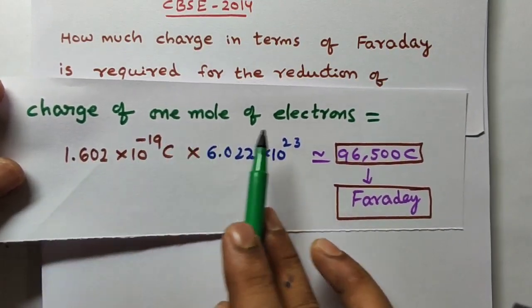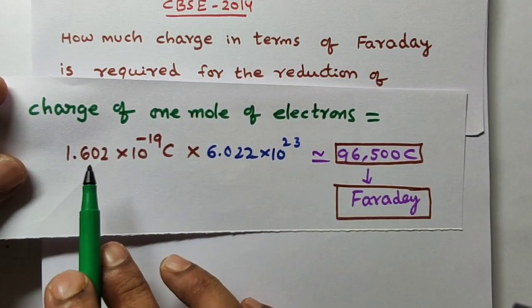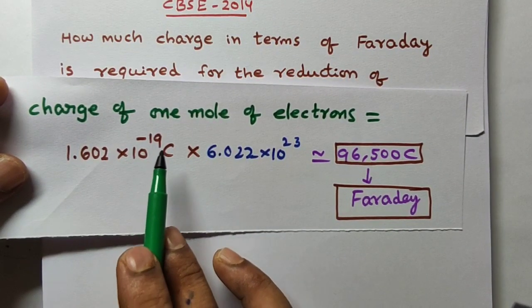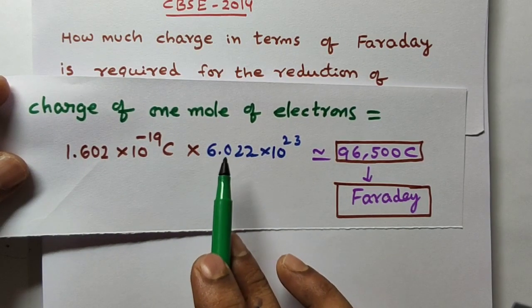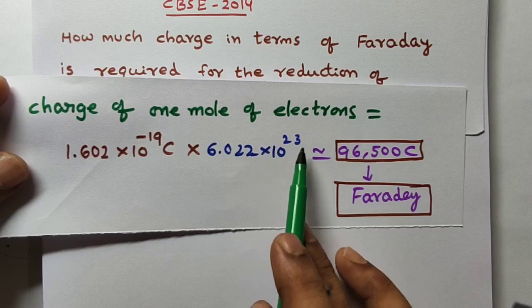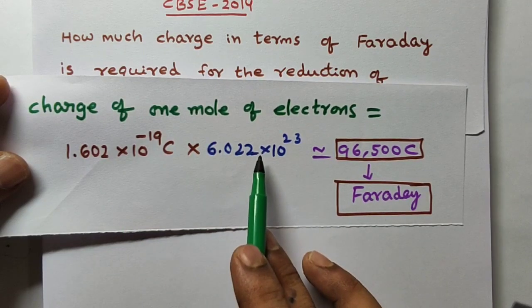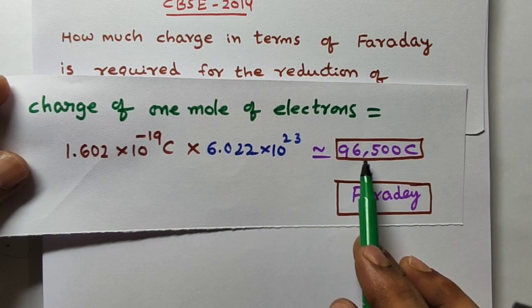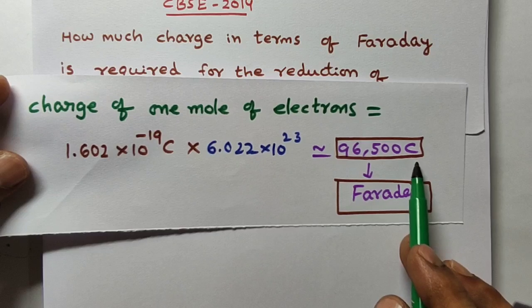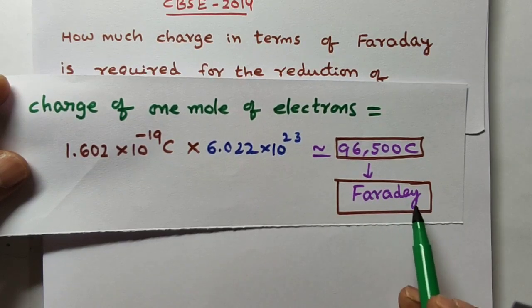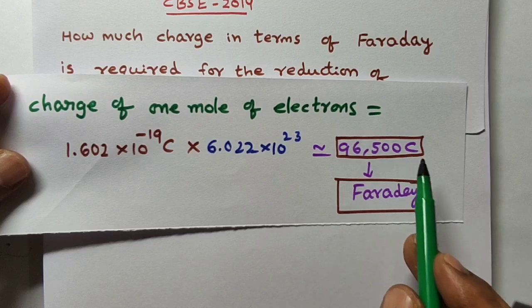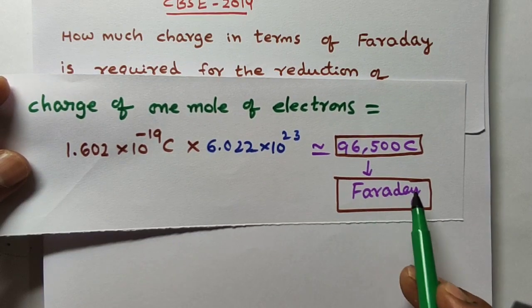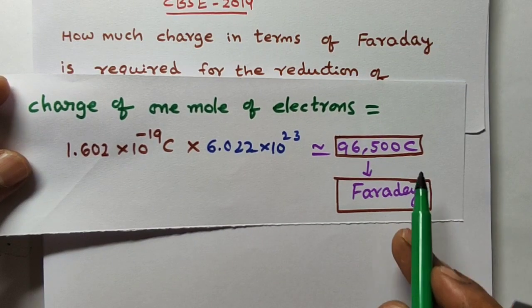Okay, look at this. Charge of a single electron is 1.60 into 10 to the power of minus 19 coulombs. And 1 mole is 6.022 into 10 power 23. If you multiply these two, we will get approximately 96,500 coulombs. It is taken as a Faraday. 1 Faraday equals 96,500 coulombs. Remember, 1 Faraday equals 96,500 coulombs.